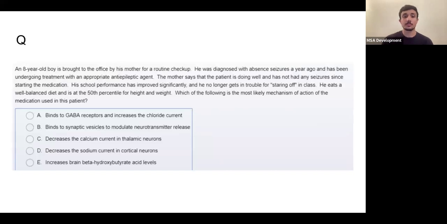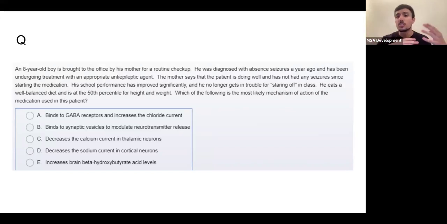You can pause. Okay, now the answer. So what is the patient here? The patient says that he had absence seizures. He was given a medication and now he's better. You need to know what that medication is. They don't tell it to you. So what are absence seizures?